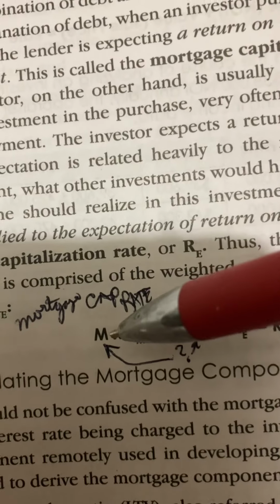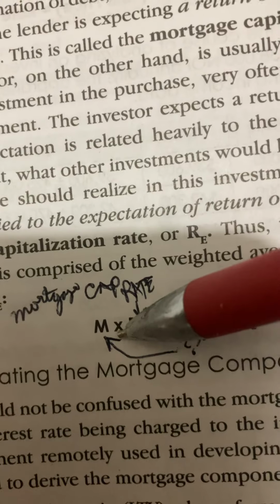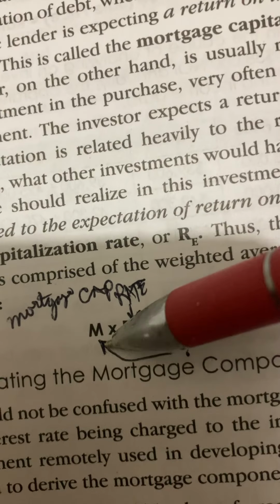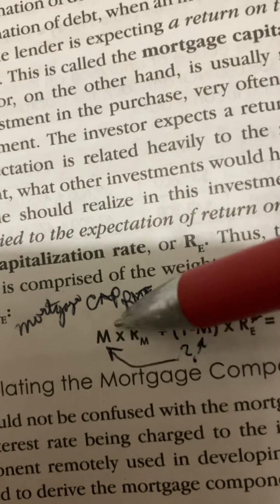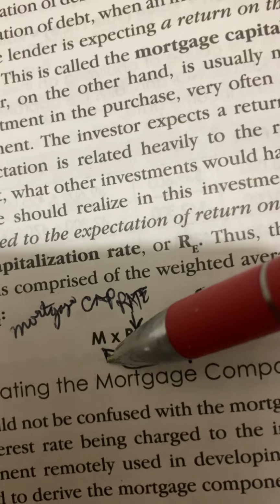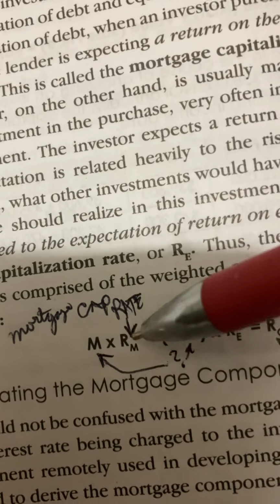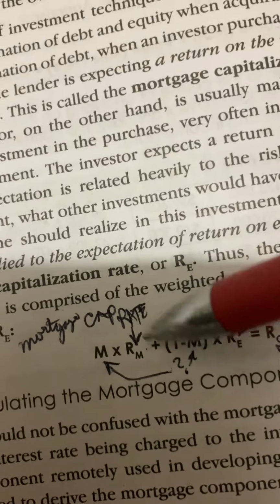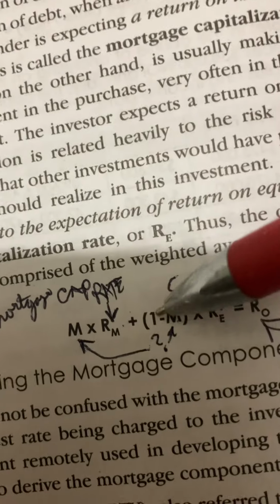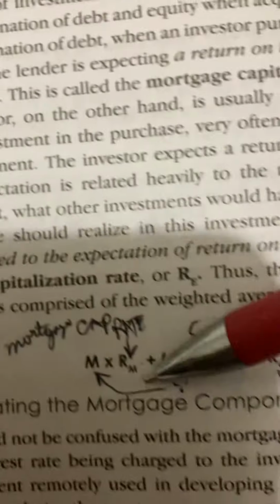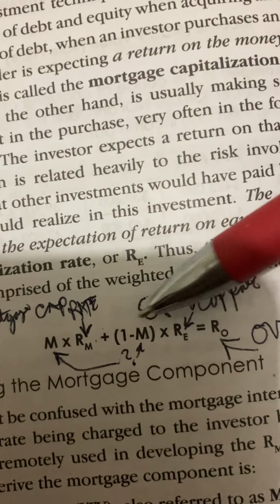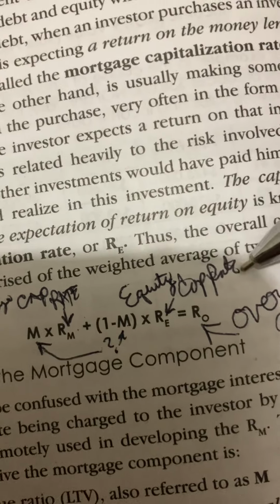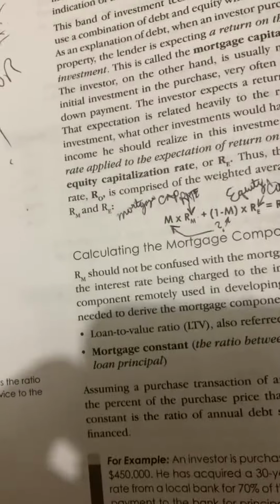So we need to figure out what that M was. It's either multiplier maybe or mortgage. I'm leaning towards mortgage, probably like a price of a comp or something. So whatever the mortgage is, you multiply that by a rate, because that's usually what we're doing. And if it was a multiplier, it probably would have been here, because this is a multiplier. Plus whatever 1 minus the mortgage is, multiply that by the equity cap rate equals your overall cap rate.